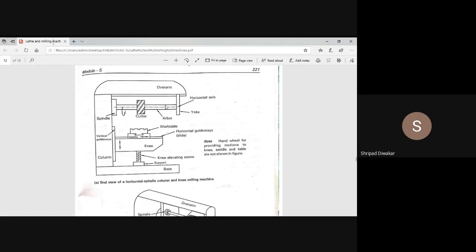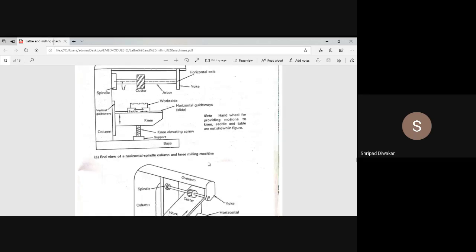The position of the arbor is horizontal. That's why it is called the horizontal milling machine. On the top, we have the overarm, and the overarm has the yoke. The yoke and the arbor are fixed. So this is the simple construction of the horizontal milling machine. Whenever the arbor is in a horizontal position, we call it a horizontal milling machine, and the cutter is fixed in the arbor. We can lift the work table up and down according to the requirements. So this is how a horizontal milling machine works.